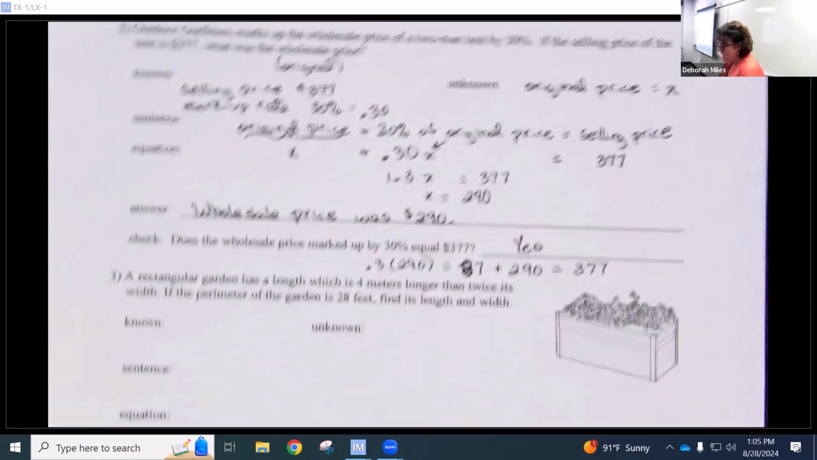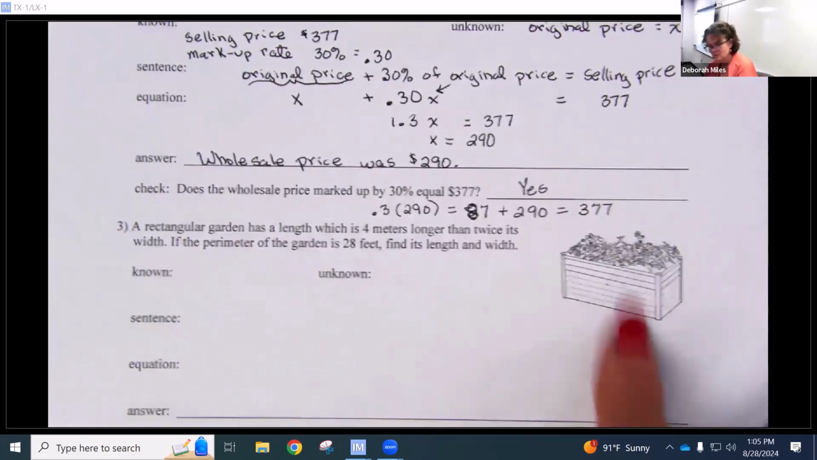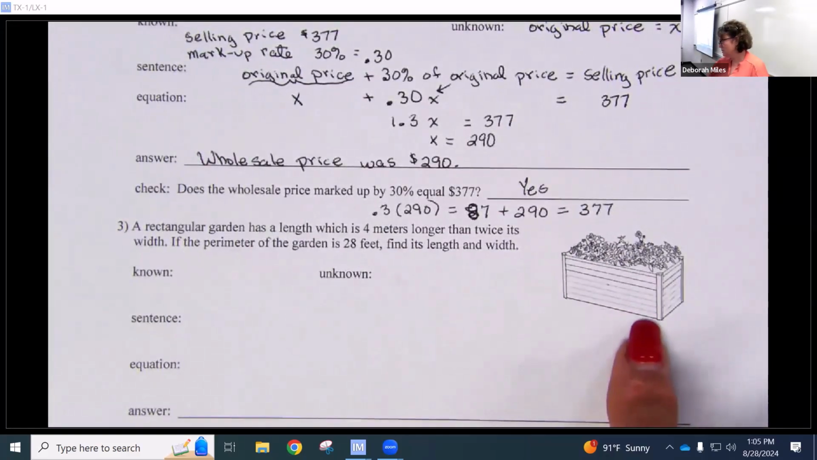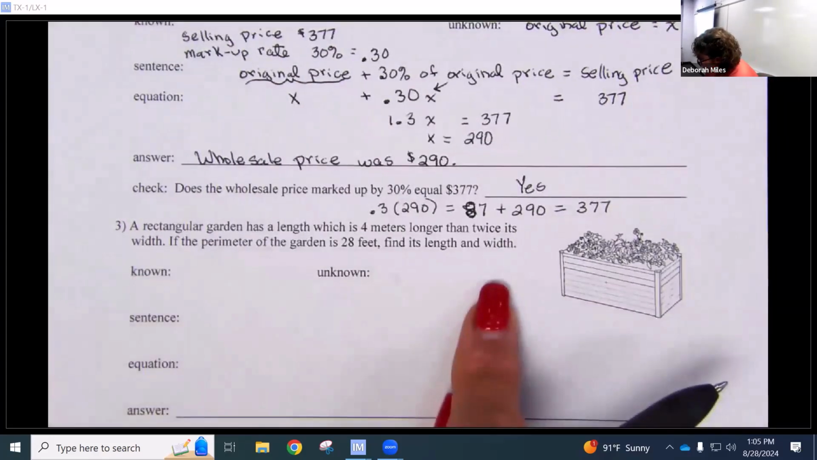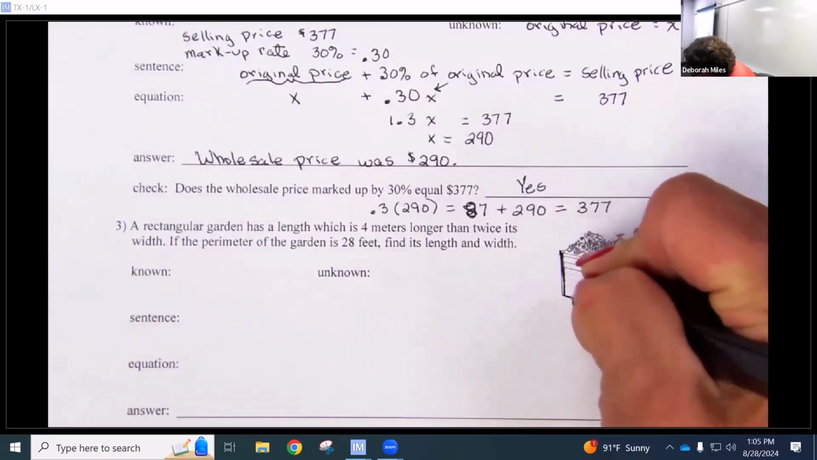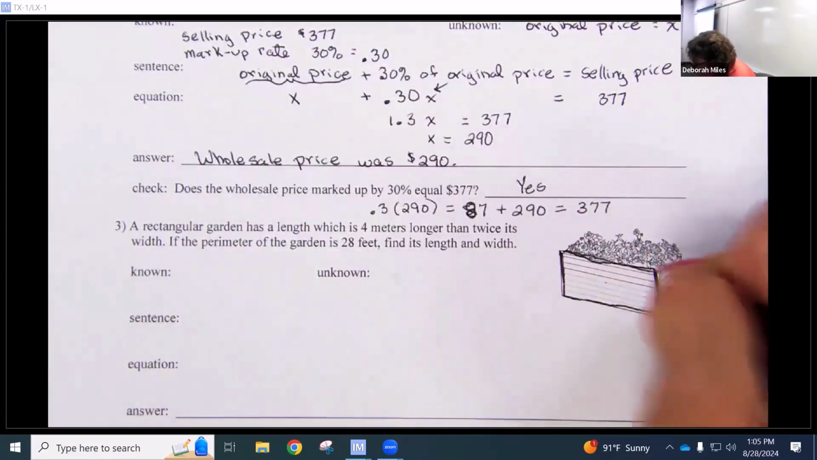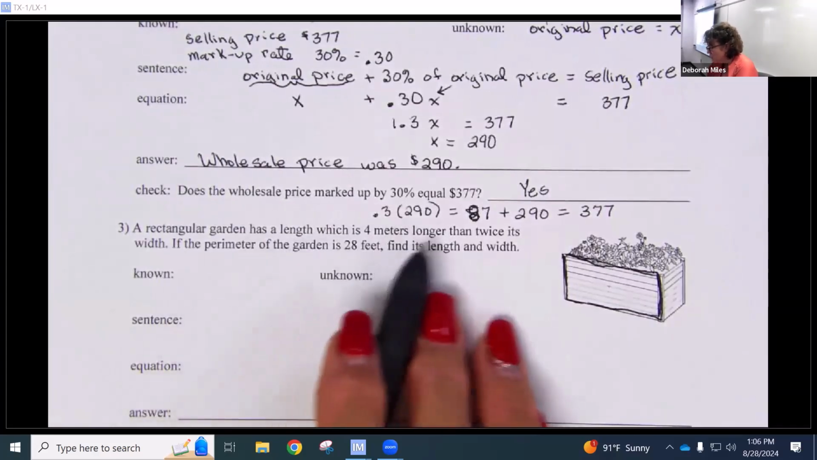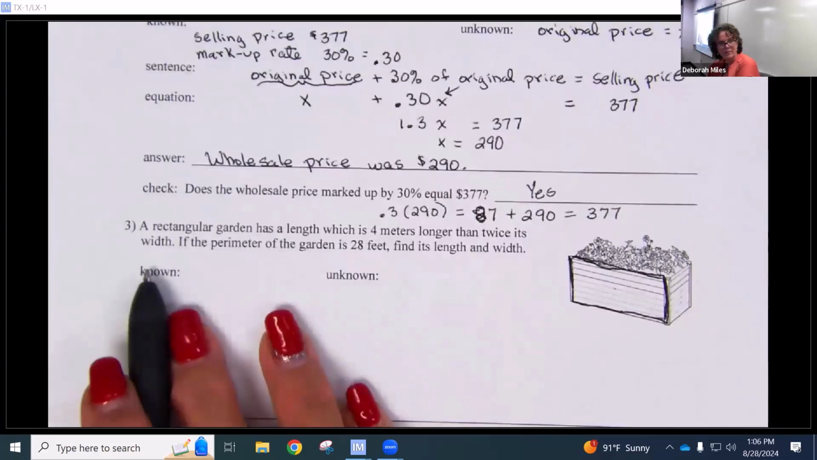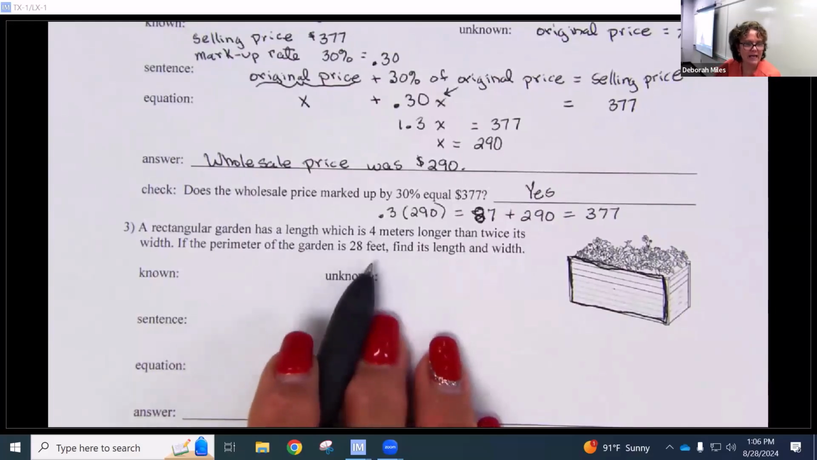Two more, and one of them I went all creative on you and used clip art for a garden rather than just a rectangle. I was feeling especially creative. Number 3 says a rectangular garden. Let's say we're talking about this side of the garden right here. Here's my rectangle. It has a length which is 4 meters longer than twice its width. The perimeter of the garden is 28 feet.